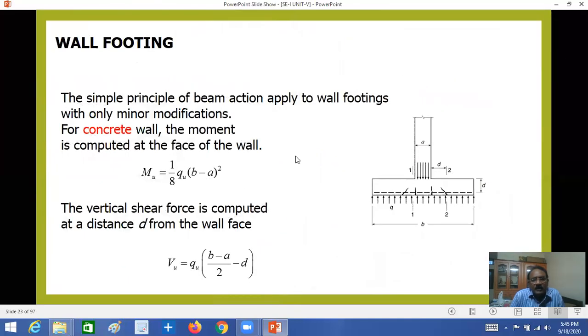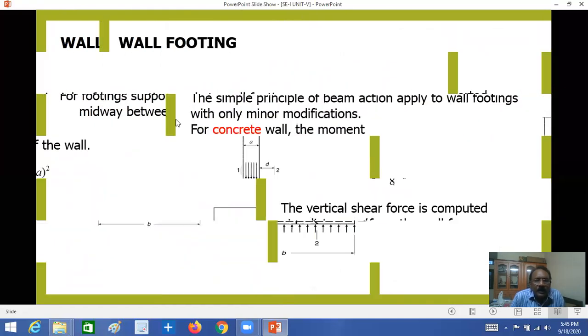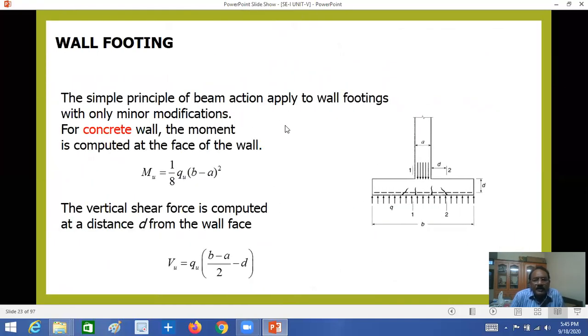Okay, see wall footings. Now this is what you have in the syllabus. What is the wall footing? The simple principle of beam action applies on wall footings with minor modification. For a concrete wall, the moment is computed at the face, that is Mu equal to 1 by 8 q (b minus a) square, where b is the total width of your footing, a is the width of the column, q is the bearing capacity of your soil, and Mu is the moment. We have to design for this one.